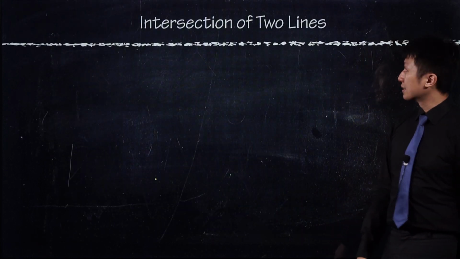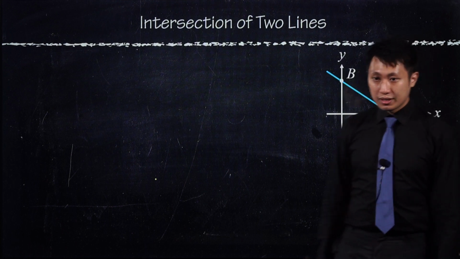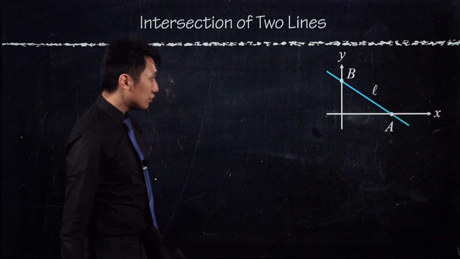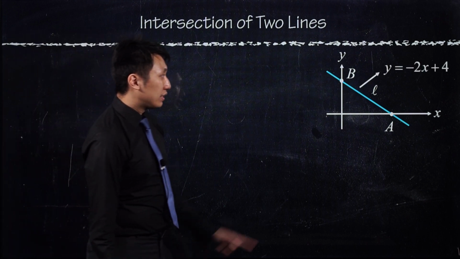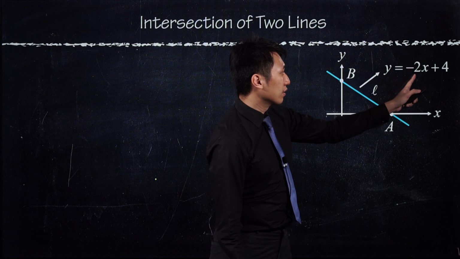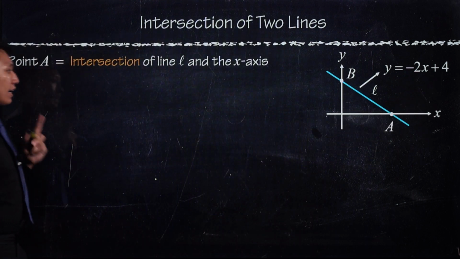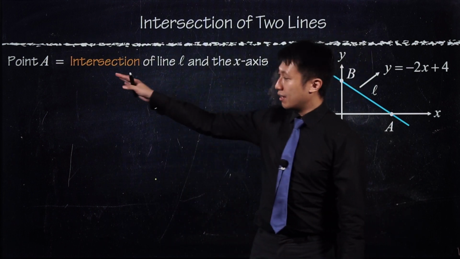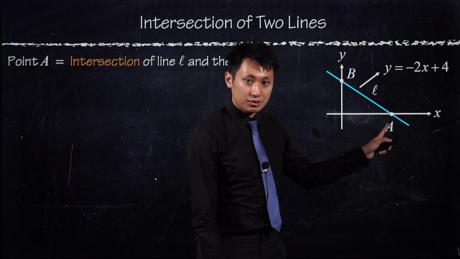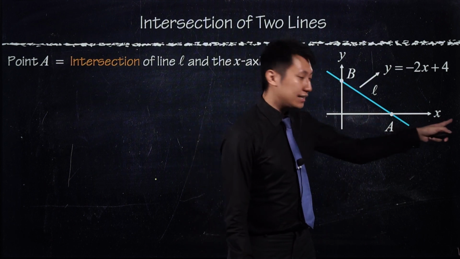Intersection of two lines. What does it mean? Okay, so let's say you have this graph over here. This function is y equals negative 2x plus 4. And point A is this one, which is known as the x-intercept, right? It's an intersection between this line and this line.